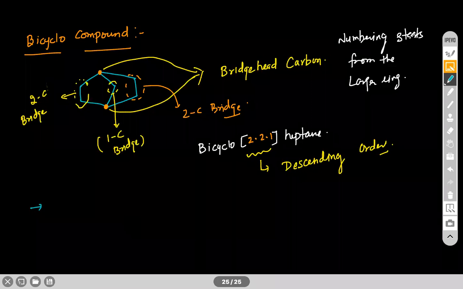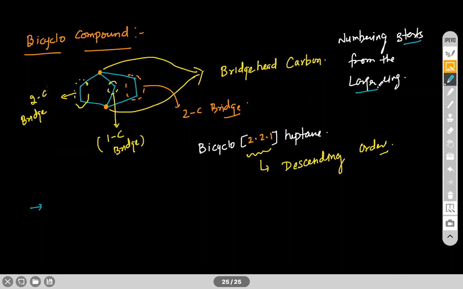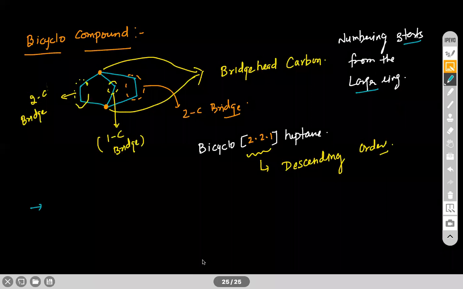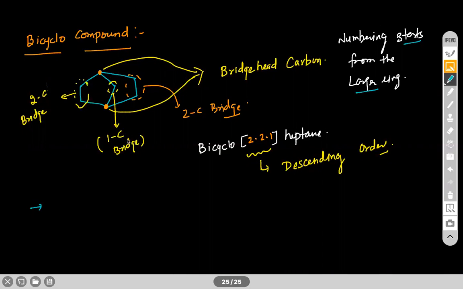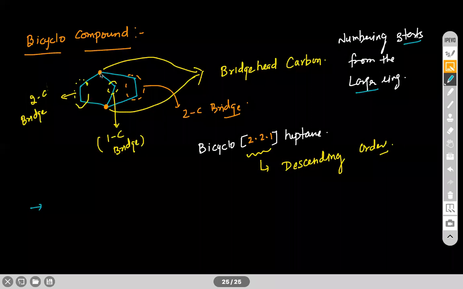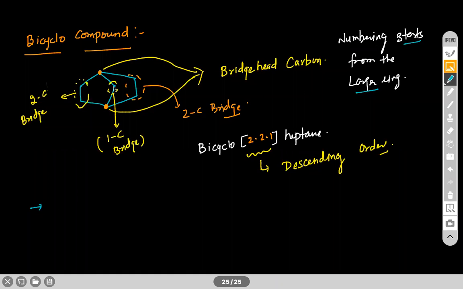So the key thing is what? Numbering starts from the larger ring, and here the numbers should be in descending order. In spiro, numbering starts from the smaller ring, and the numbers are in ascending order. See what we have to do. This carbon, we have a 2 carbon bridge, 1 carbon bridge, and 2 carbon bridge. Bridge of these 2 bridgehead carbon atoms that we have. So it is a bicyclo compound attached with 2 carbon atoms.